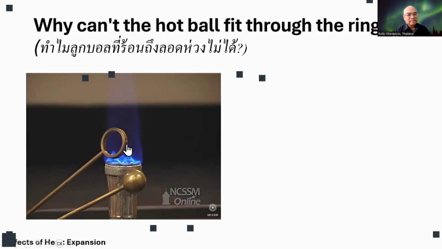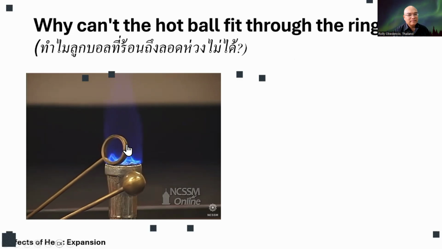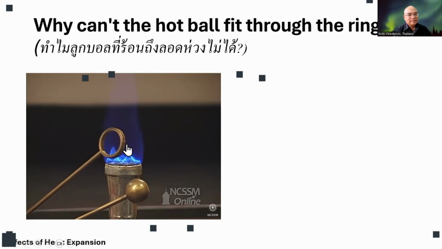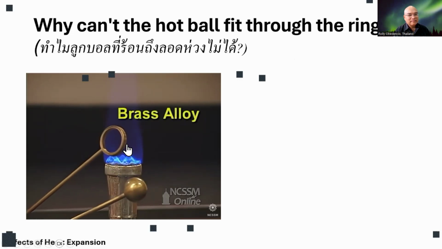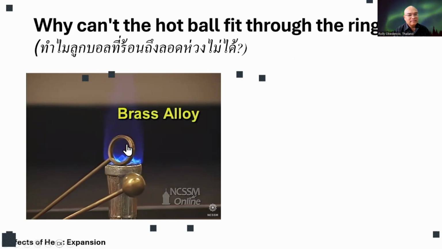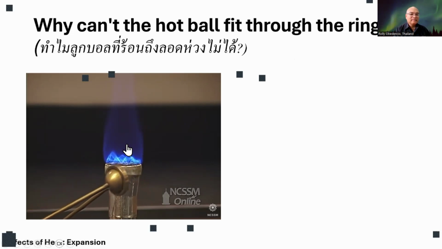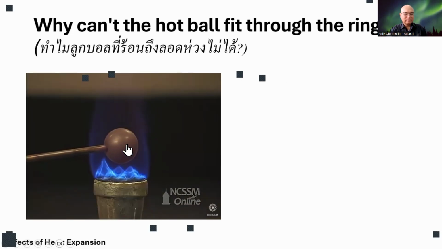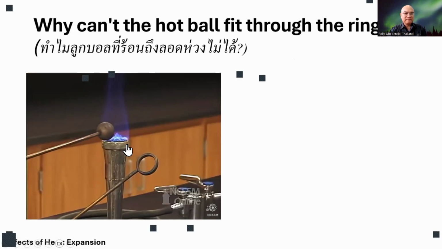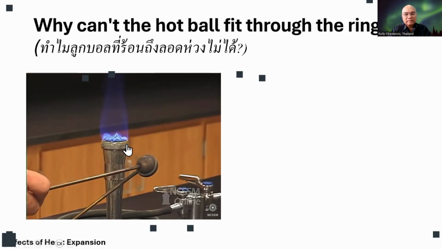This is the ball and ring demonstration of thermal expansion. We have a metal ring and we have a metal sphere. At room temperature, the sphere easily passes through the ring. If we heat the metal sphere for a few minutes, the metal sphere expands. If we try to pass it back through the ring, it won't go through the ring.